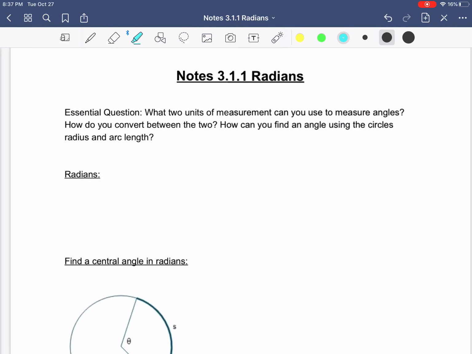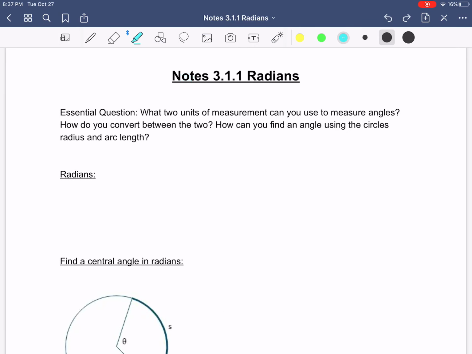Okay, so first thing you want to do is title your paper. Notes 3.1.1 on radians. You don't have to write the essential question. It's on your slides, but at the end we want to be able to answer what 2 units of measurement can you use to measure angles? How do you convert between the two? How can you find an angle using the circle's radius and arc length?